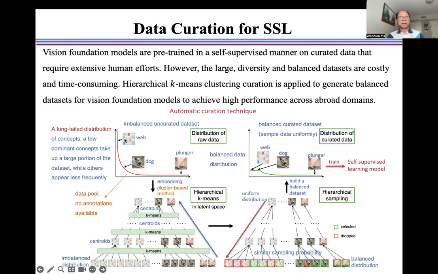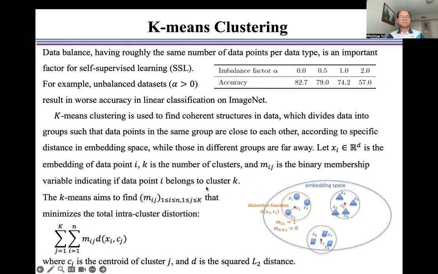domains. As shown here, this is an imbalanced dataset with a long tail. Hierarchical k-means uses the original data as input to generate a uniform distribution of centroids, and then hierarchical sampling in a top-down way to generate the balanced dataset that is used to train the self-supervised learning model.